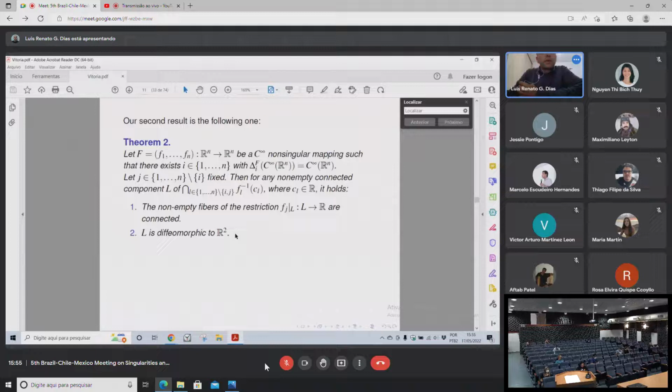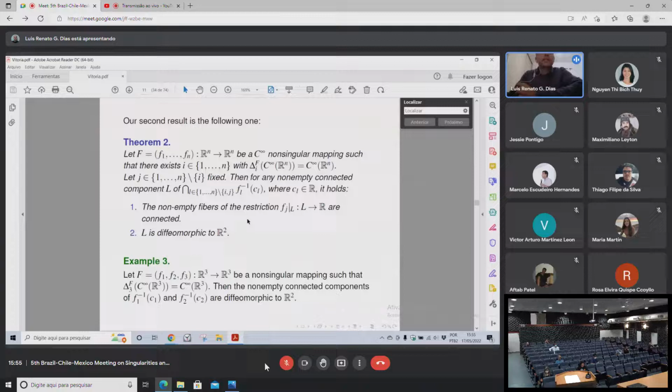Just to illustrate this theorem, here is one example for n equal to 3. If F is a non-singular mapping such that, for instance, the operator delta_3 F is surjective, then the connected components of the fibers of f_1 and f_2 are diffeomorphic to R^2. This is just to illustrate theorem 2.